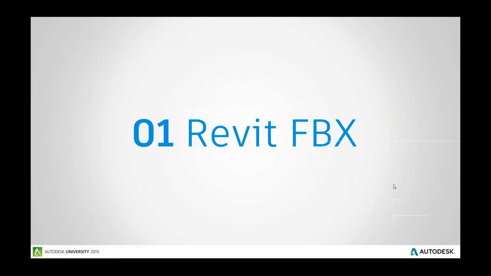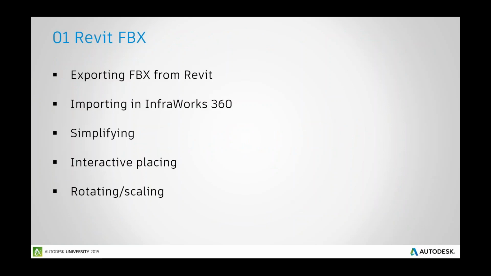The first section we're going to start off with is going to be the easiest workflow that I'll be showing today. This is exporting out Revit as an FBX file format. For those of you who aren't familiar with Revit, I'll show you some screenshots. Even if you get a Revit model from another consultant, an architect, or an engineer, and you're not familiar with Revit, I'll show you how easy it is to grab that information, convert it, and then place it inside of Infraworks 360.